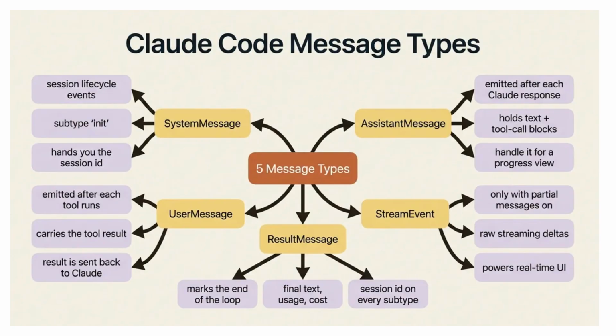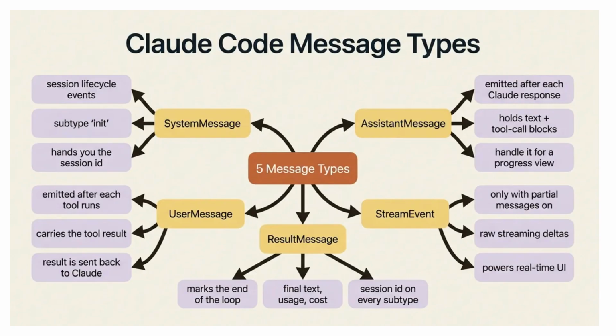User message is emitted after each tool execution, carrying the tool results sent back to Claude. Stream event shows up only when you enable partial messages, carrying raw streaming deltas, the raw material for a live token-by-token UI. And result message marks the end of the loop with the final text, token usage, cost, and session ID. Which ones you handle depends on what you are building. If you only care about the outcome, watch for result message. If you want a progress view, handle assistant message to see each tool call as it happens.